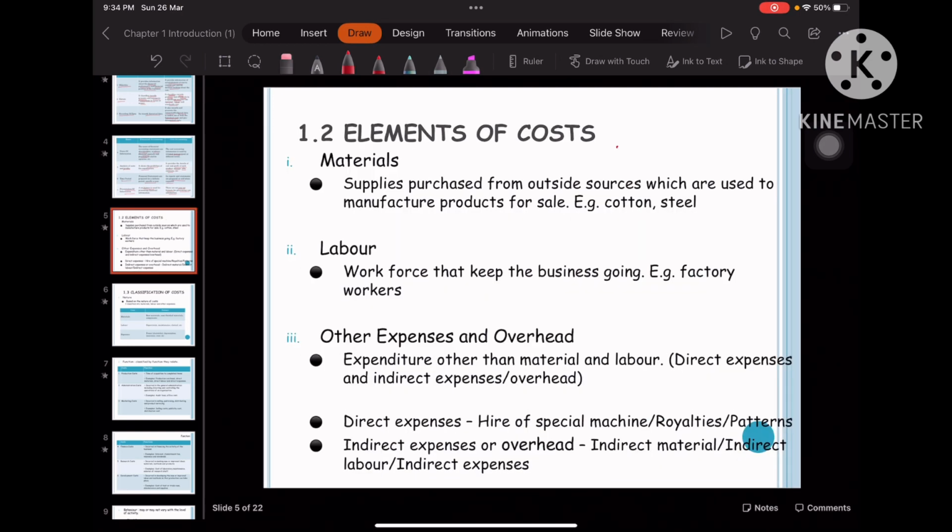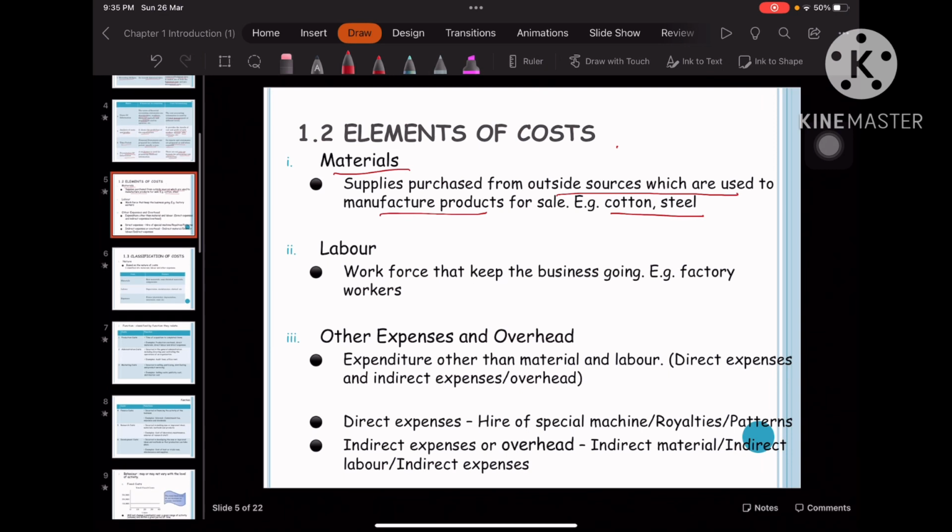All right, so 1.2 is the elements of cost. So we have the material. What is material? It is what we purchase from outside sources which are used to manufacture the product. It depends on what product we would like to produce. For example, if we are producing the baju kurung, maybe we need the cotton. If we are producing the car, we need the steel. So this is the raw material, the main important thing in order to produce a product.